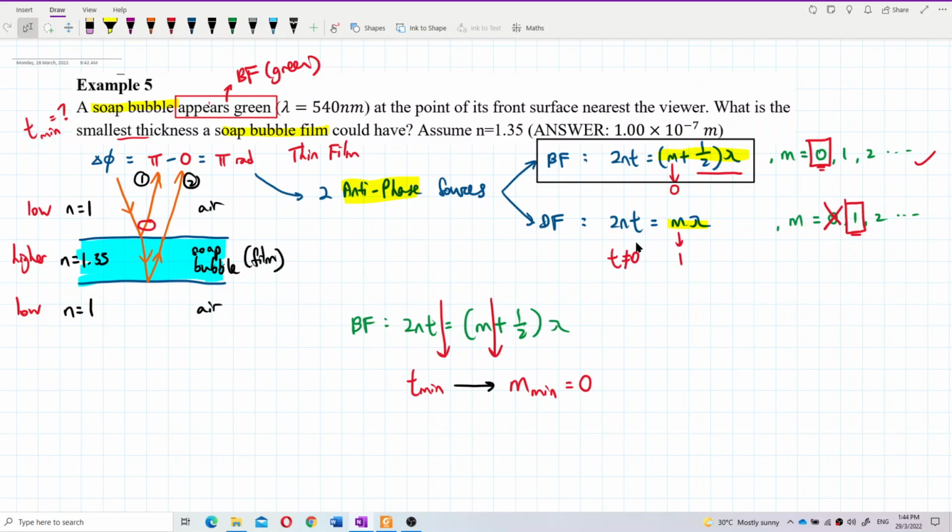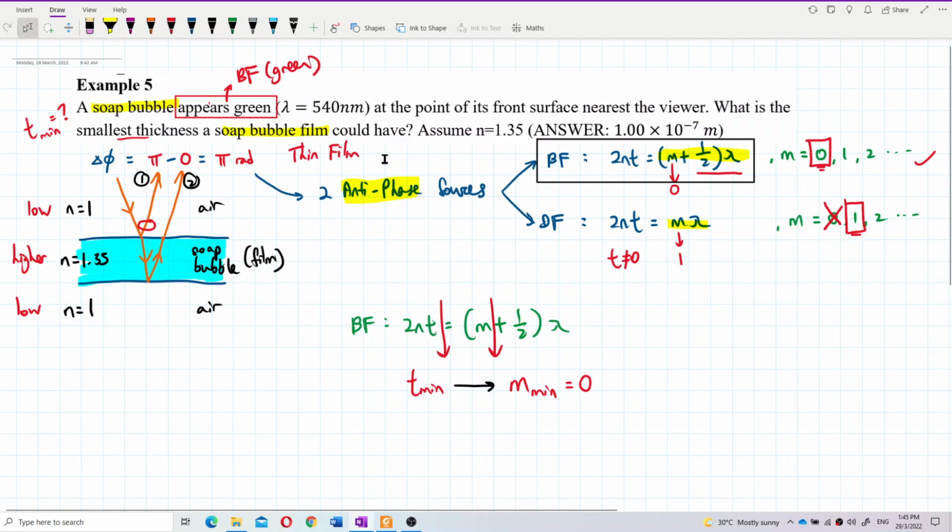The thickness of thin film cannot be 0. So for the dark fringe formula m lambda, you must put m equal to 1. But for the bright fringe formula, there is a plus half lambda, so the minimum order, you can put 0. So now I know that m must be 0.